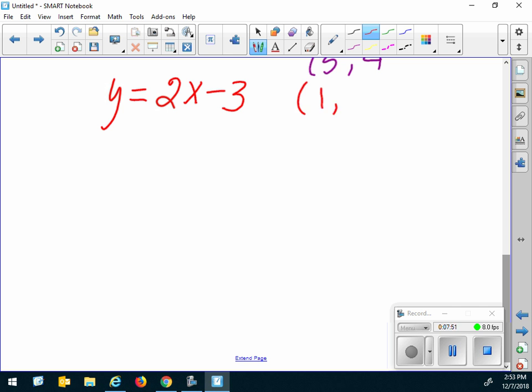Now, what if X is 1? What's Y? 2 times 1 is 2, minus 3 is negative 1. What if X is 2? 2 times 2, minus 3. What if X is 3? 2 times 3 is 6, minus 3. What if X is 4?